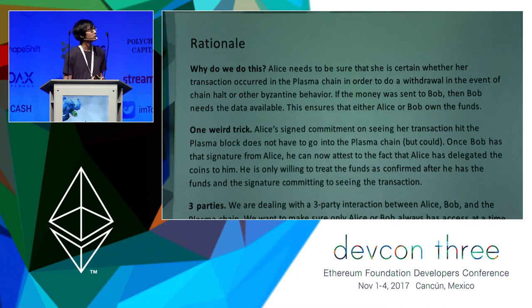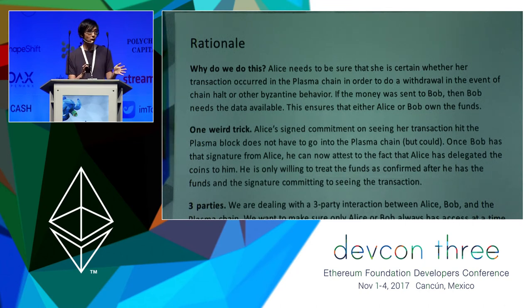Why do we do this, right? Alice needs to be sure that the transaction has occurred and she's able to reference it. Remember that Merkleized proof stuff? So Alice now is able to reference that the transaction existed, and now Alice is able to be assured of it, and now she's willing to attest that, okay, this money is no longer mine. And this is the one weird trick to make this all work.